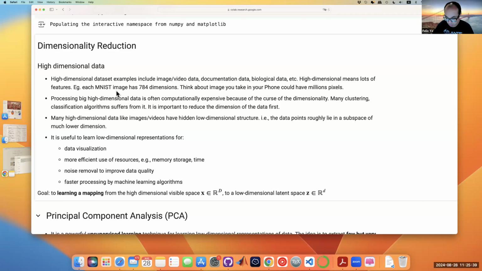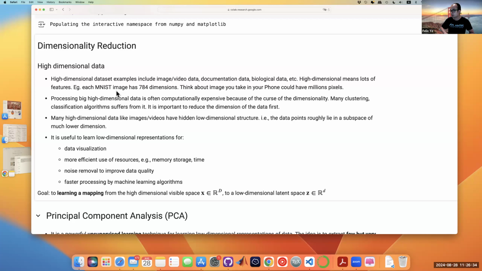One of the most important points is that in current machine learning or data science, we are most likely to handle high dimensional data. These data could be images, videos, sound, documents, or biological data. High dimensional usually means we have a lot of features. For example, this MNIST data set has 784 pixels, so you can think of it as 784 dimensions, but that is really nothing compared to the phone that you have, which could have 1 million pixels. So nowadays, in practical situations, you encounter very high dimensional data day to day.